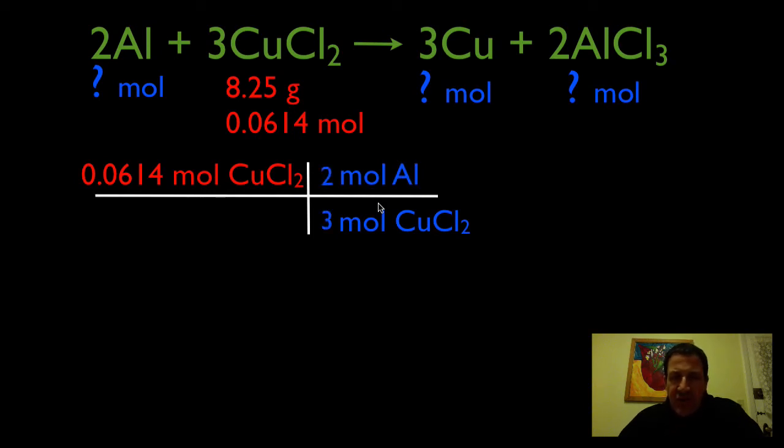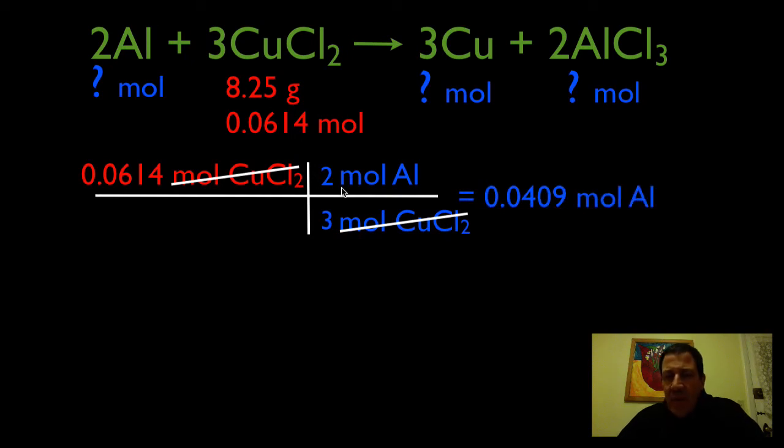So you can see we put the 2 in front of the aluminum from the coefficient up here. The 3 goes in front of the copper chloride, and that allows us to cancel moles of copper chloride, and that tells us now we're into moles of aluminum. And that means it's 0.0409 moles of aluminum. So that tells us how much aluminum. So in order to react 8.25 grams, or this many moles, we would need 0.0409 moles of aluminum.